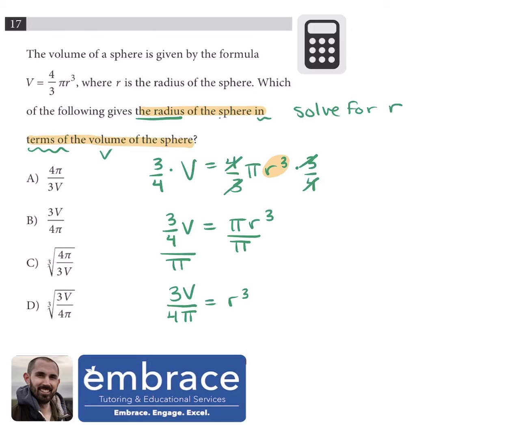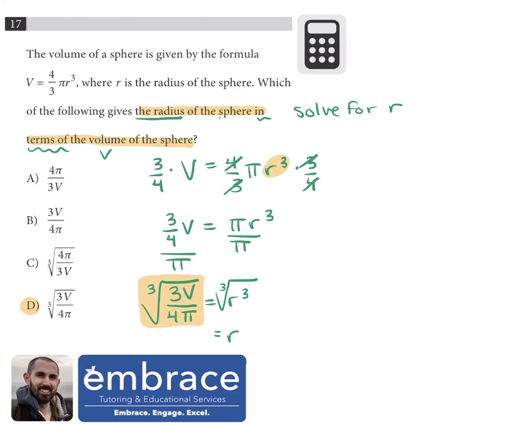Okay. Now, in order to undo a cube, we treat this just like a square. If we were to undo a square, we would do a square root. So instead of doing a square root, we're going to do what's called a cube root of both sides. All right, and the cube root of r cubed is just going to be r, and then we're left with what's over here on the left, which we notice is answer choice D.